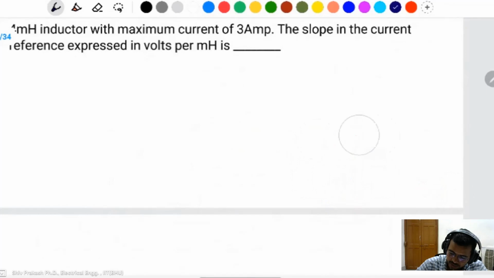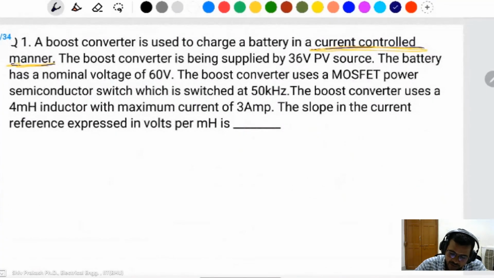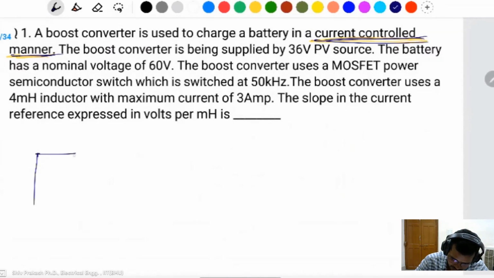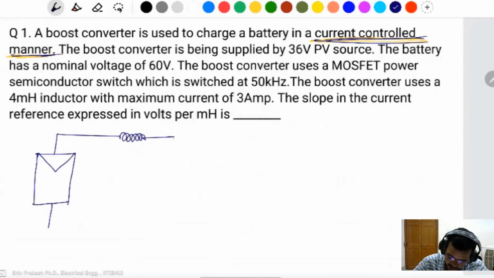Take the question. In the boost converter, that's why current control is applied: towards fully charged, like 80 to 90%, the current is decreased, in any charge controller. The boost converter is being supplied by a 36-volt PV source. On the connection of this one, the boost converter has the switch, diode, and capacitor. This will be the battery.